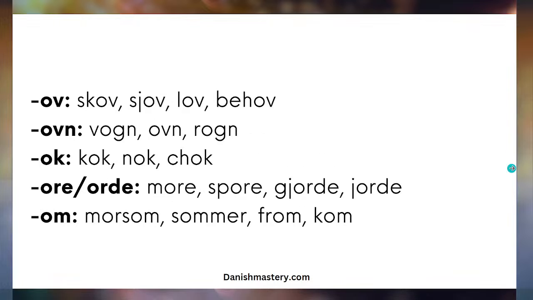Alright, let's see. So this is also O. What we got? We got some O. O, O, O. As in skov, sjov, lov, behov. Alright, and again it's important that you say it correctly, so you don't say skov, sjov, lov, behov. I mean, it's hilarious, but it's wrong. So skov, sjov, lov, behov.